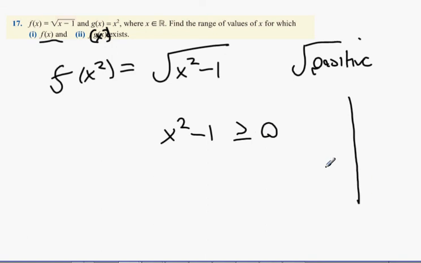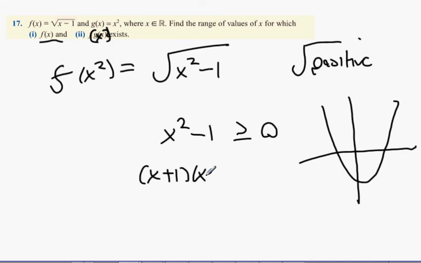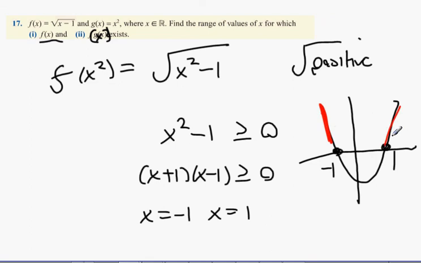This will be a u-shaped function. This equation is a u-shaped function. When you solve it, you're going to get x plus 1, x minus 1, difference of two squares, greater than or equal to 0. You're going to get x equals minus 1, x equals 1. You have values in between the two values here, minus 1 and 1. You want the values for which it's bigger than 0. So you want the values to be x is bigger than or equal to 1, or x is smaller than or equal to minus 1.